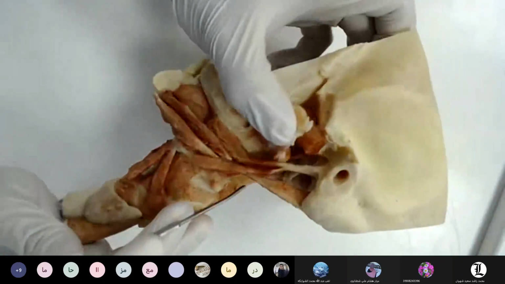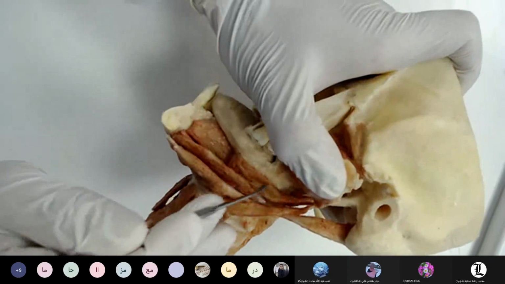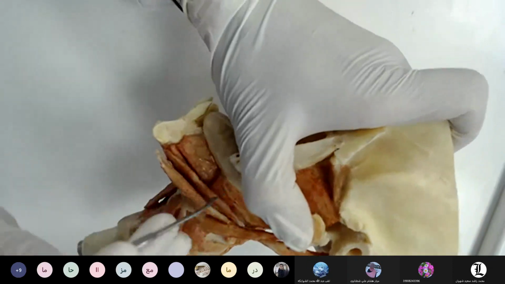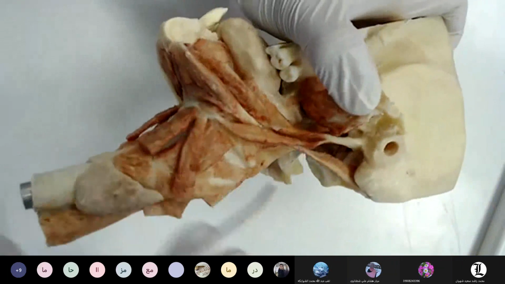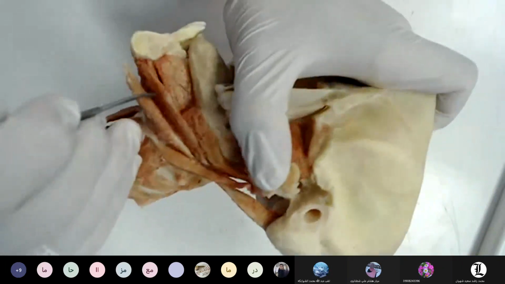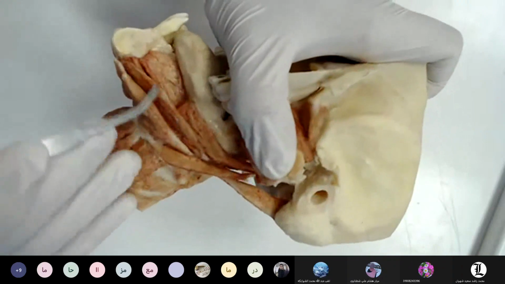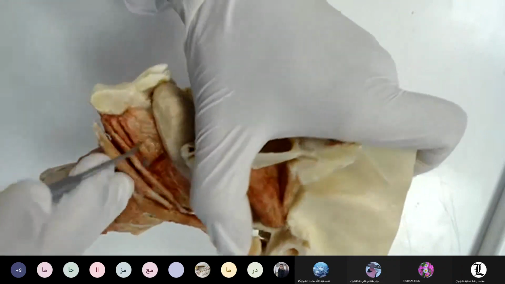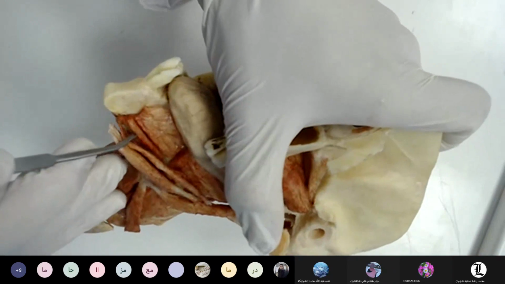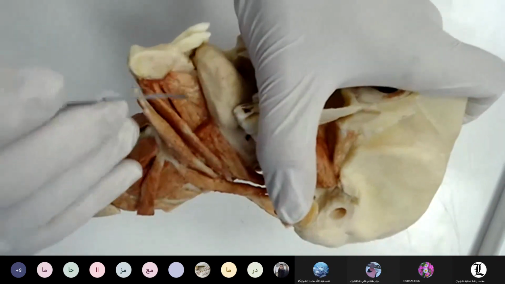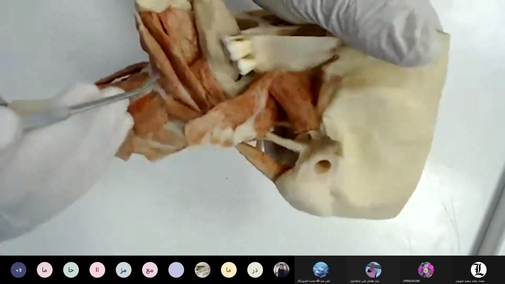Again, this is the stylohyoid and this is the styloglossus muscle. Okay, guys, styloglossus, stylohyoid, and posterior belly of the digastric. And I would say this is mostly the mylohyoid muscle, right? And this is geniohyoid. And above the geniohyoid, you have a fan-shaped muscle, which is the genioglossus.